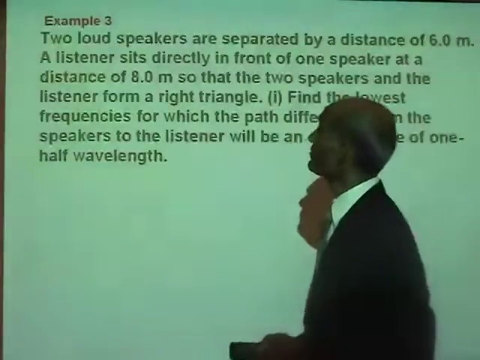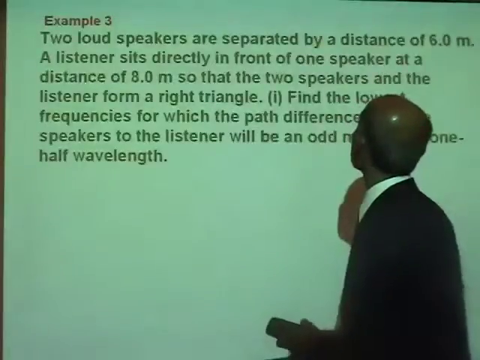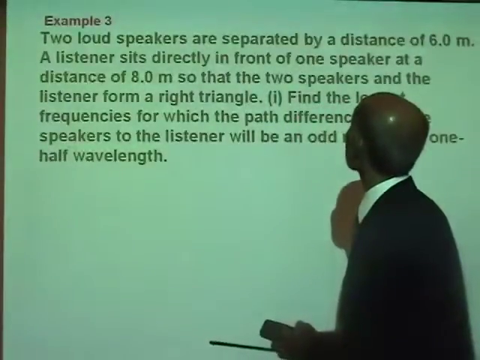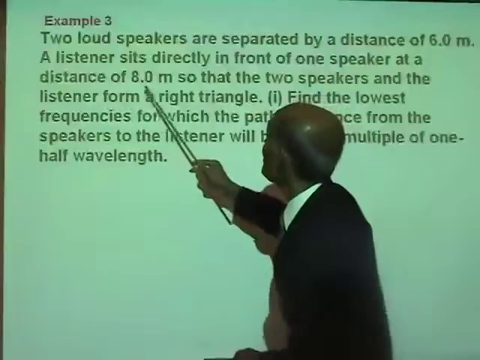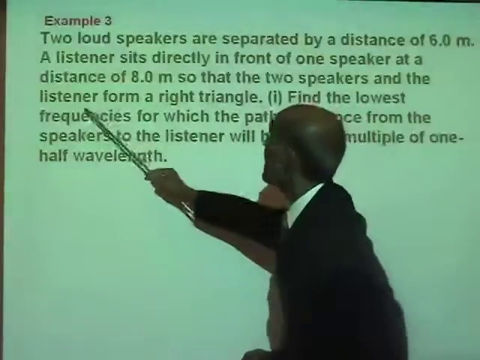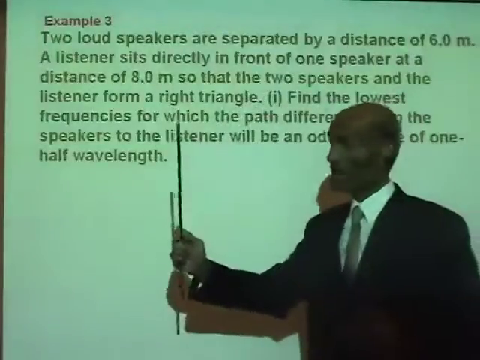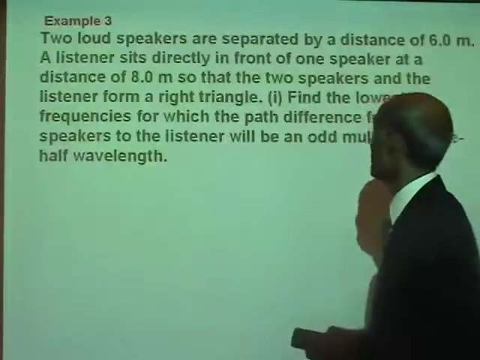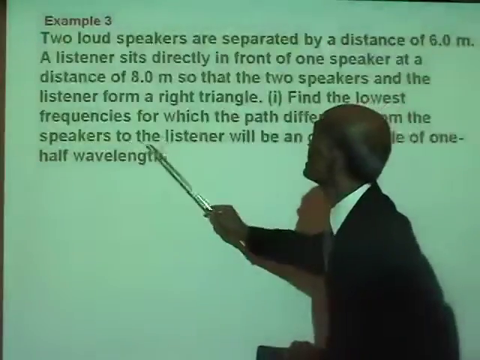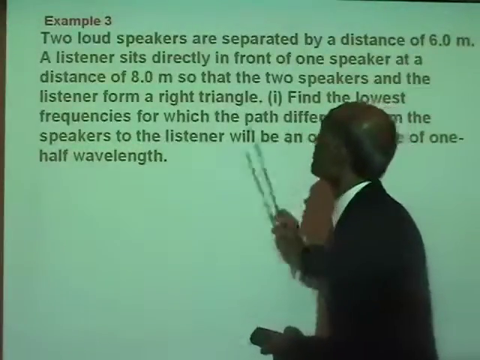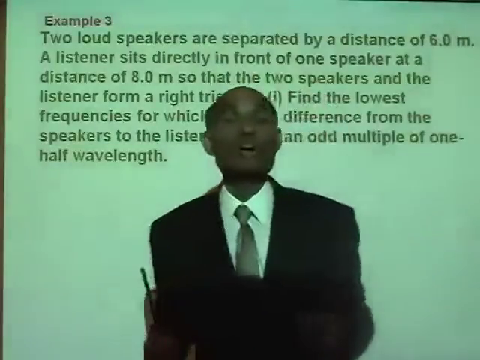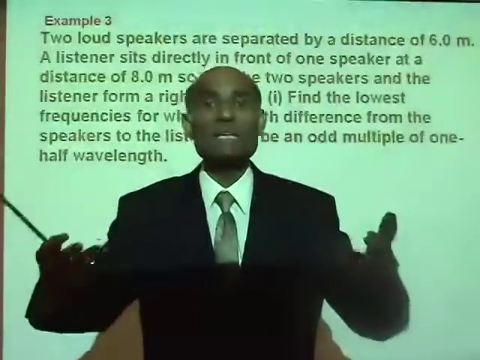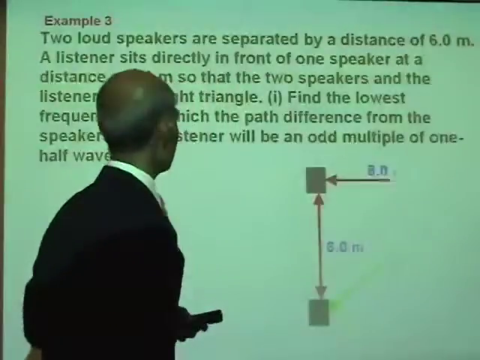Another problem. Two loudspeakers are separated by a distance of 6 meters. A listener sits directly in front of one speaker, at a distance of 8 meters, so that the two speakers and the listener form a right triangle. Find the lowest frequencies for which the path difference from the speakers to the listener will be an odd multiple of 1/2 wavelength. In other words, we want to find the path difference for which the waves from both speakers will meet completely out of phase. Okay, let's draw a picture.